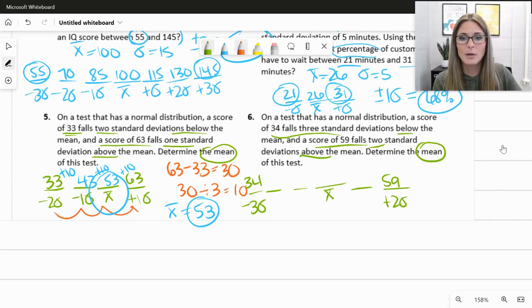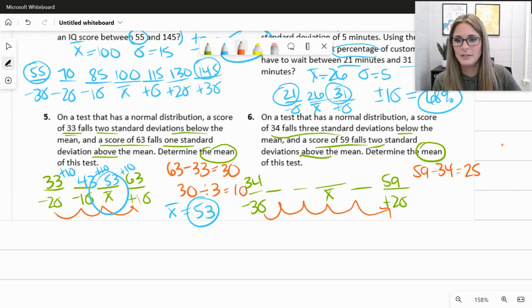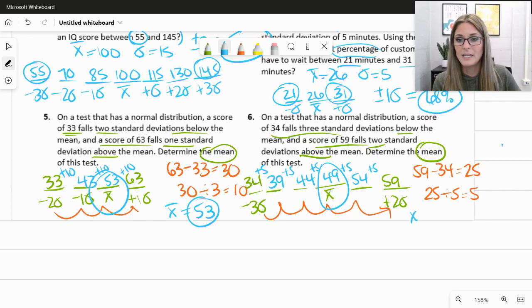Okay, so just like we did on the last problem, I'm going to find the distance or the range between the values that I do know. 59 minus 34 is 25. We have 1, 2, 3, 4, 5 standard deviations between. I'm going to do 25 divided by 5. Our standard deviation is 5. So if I add 5, that gives me 39. Add 5 gives me 44. Add 5 gives me 49, which is my mean. I'm just going to keep checking. We get a 54, and if I added 5, I'd get 59. So our mean was 49.